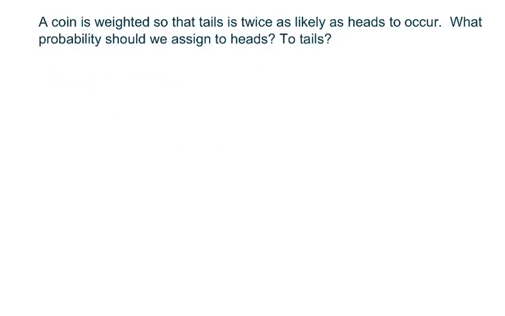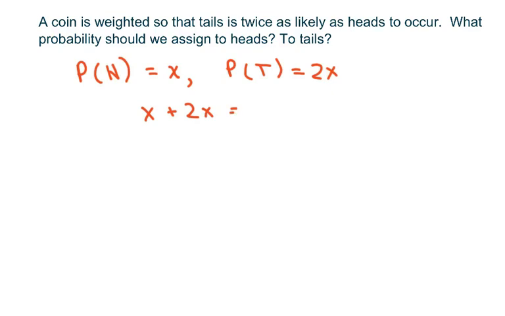The next one we have, it's weighted so that tails is twice as likely as heads to occur. What probability should we assign to heads and then to tails? So again, we're going to let the probability of heads equal x. Then the probability of tails would equal 2x. And we're going to set x plus 2x equals 1. Therefore, 3x equals 1, so x equals 1/3.